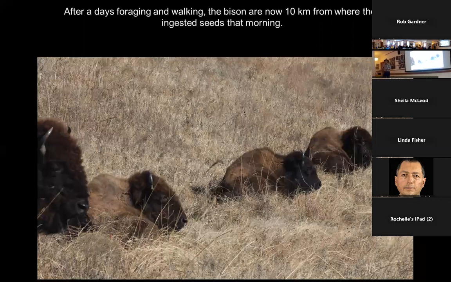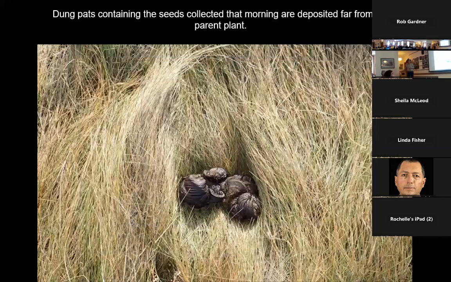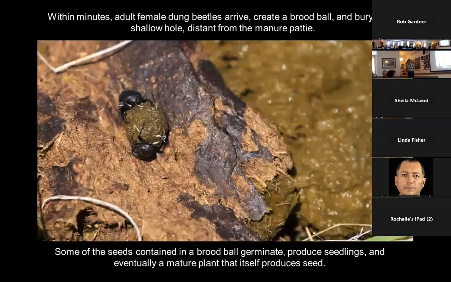And like all bison do, they ruminate frequently. They'll bed down like this, perhaps 10, 15 kilometers away from where they consumed food in the morning. Then they stand up, and of course they leave a patty on the ground that's full of the seeds that she ate that morning. Then along comes a dung beetle, breaks that apart, takes those seeds and disperses them, and a whole new plant grows. And the next plant grows from dung beetle seeds.